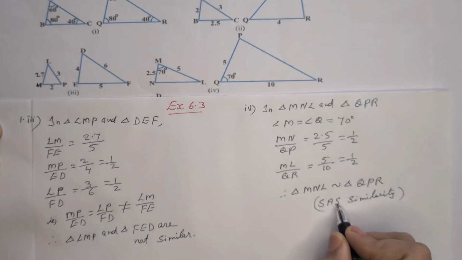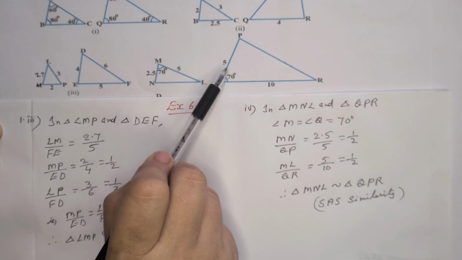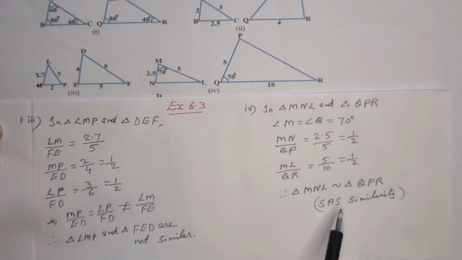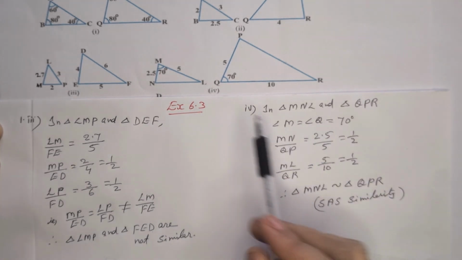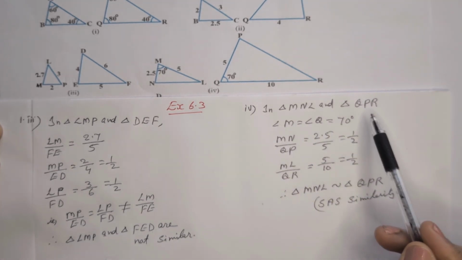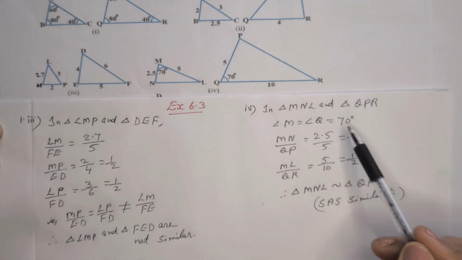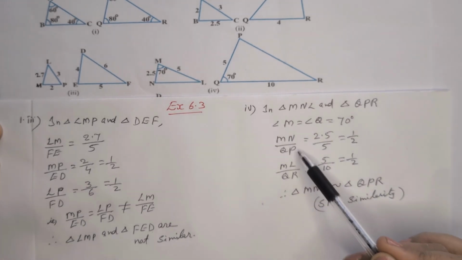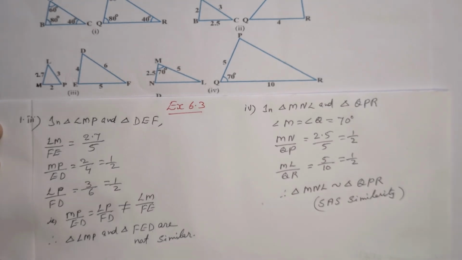SAS means two sides and the angle between the sides. Here we can see two sides and the angle between. So by SAS similarity, these two triangles are similar. When we are taking the order of the second triangle, you have to take it in the same way. Angle supposed to be equal and sides are in proportion.